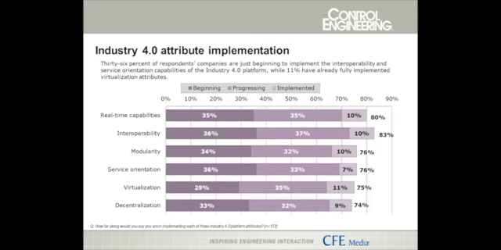For Industry 4.0, all 6 areas were neck and neck for being implemented within the margin of error. Real-time capabilities and interoperability were making the most progress among all of these. Again, respondents felt that there is a lot of room for progress among all of these attributes. Look at how much larger the beginning group is than the implemented group, almost 3 to 1 in most cases.